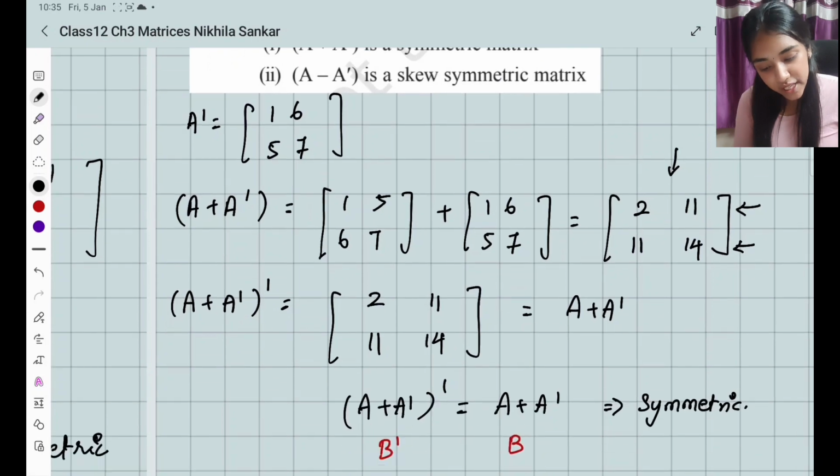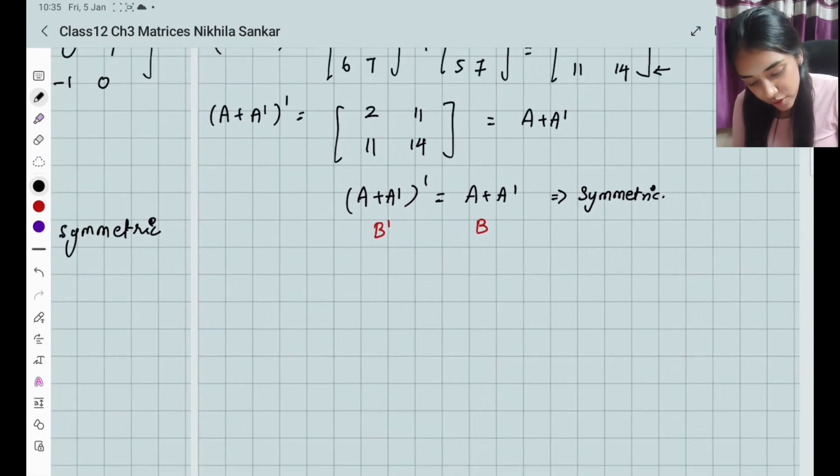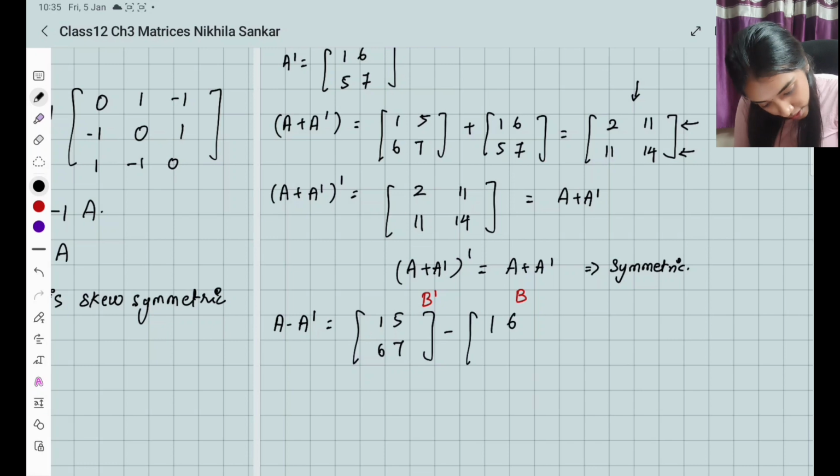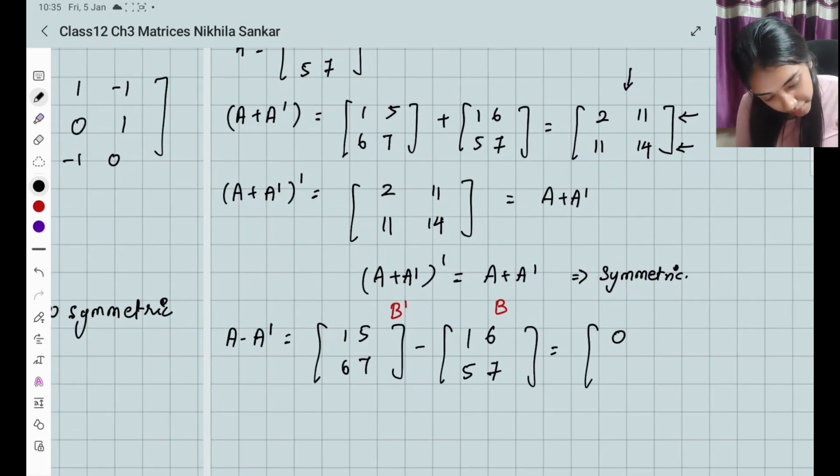But second subsection, A minus A dash is skew symmetric. So can we find A minus A dash? I have A minus A dash is going to be, first I have 1, 5, 6, 7 minus 1, 6, 5, 7. So when I subtract, I have 1 minus 1, 0, 5 minus 6, minus 1, 6 minus 5, 1, 7 minus 7, 0.